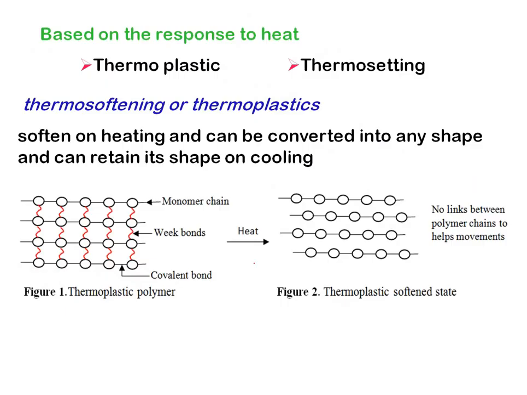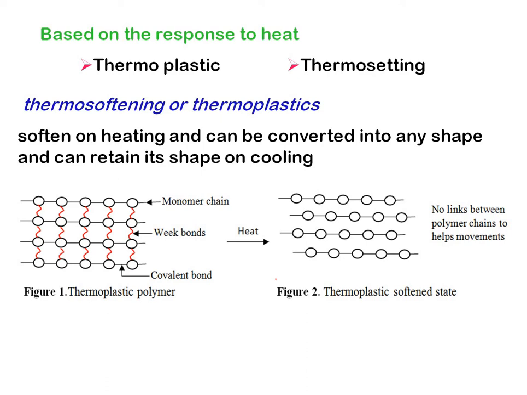Next, this is very important, the heat. Based on the response to heat, the polymers are classified into two types: thermoplastic polymers and thermosetting polymers. Thermoplastic and thermosetting. Come to the thermoplastic. Thermoplastics are softened on heating. Since they are softened on heating, we can remold it, we can reshape it, or we can recover it from the waste and we can reclaim it.